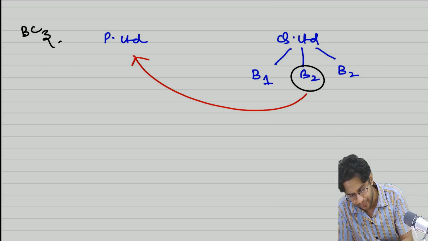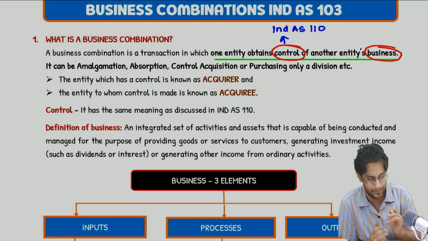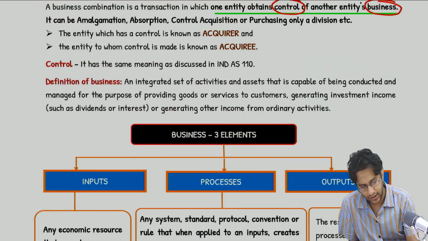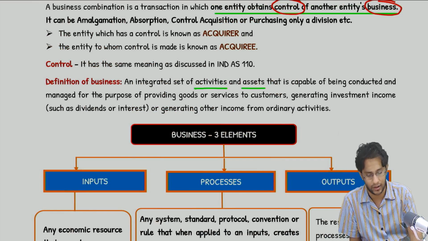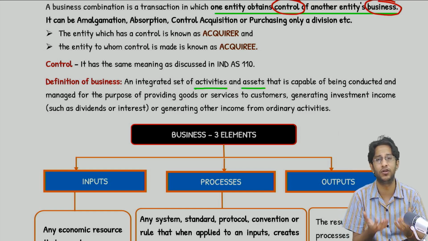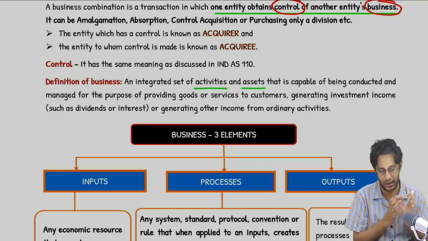And now we'll see what is the meaning of business, plain business. Now, the definition of business is like this. It is an integrated set of activities and assets that are capable of being conducted and managed for the purpose of providing goods and services to the customer, generating investment income or any other operating income.